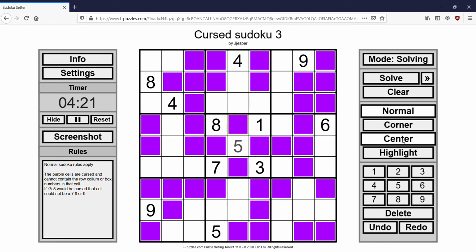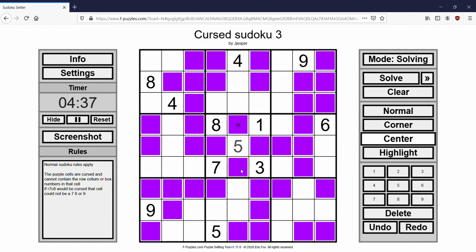And I'm going to center mark these. This can't be a 1, it's in the box. It can be a 2. It can't be a 3, or a 4, or a 5, or a 6, or a 7 or an 8, but it can be a 9. Those are the only two options for that box.